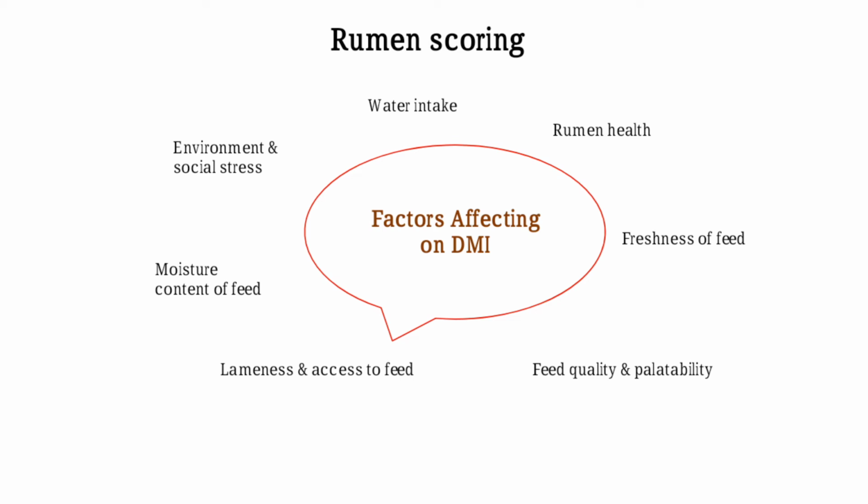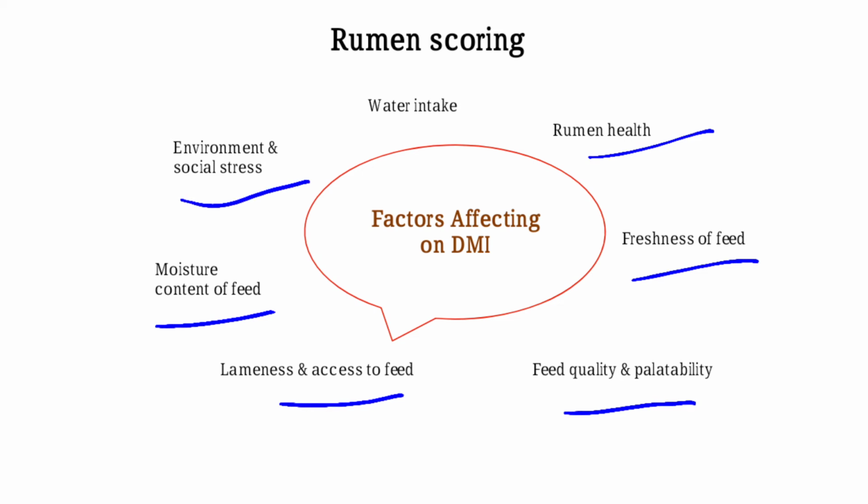Another one is rumen scoring. Before starting on how to score the rumen, we have to determine that rumen scoring depends upon feed intake. The factors which affect dry matter intake are water intake, rumen health, freshness of the feed, feed quality and palatability, lameness and access to the feed, moisture content of the feed, and environmental and social stress. These influence the dry matter intake, which ultimately influences or indicates the rumen score.